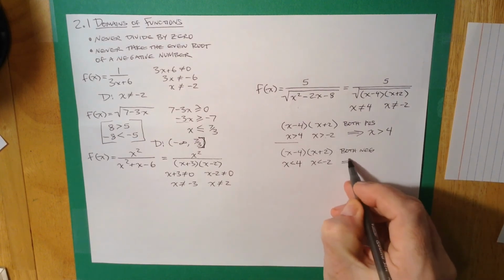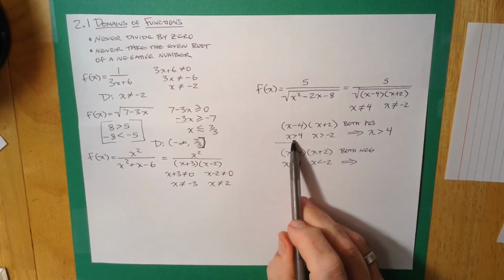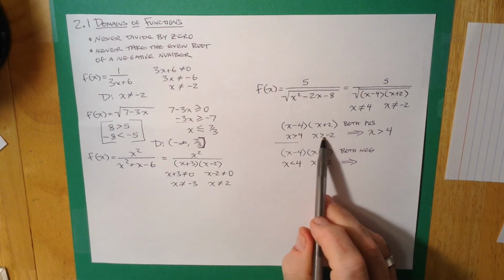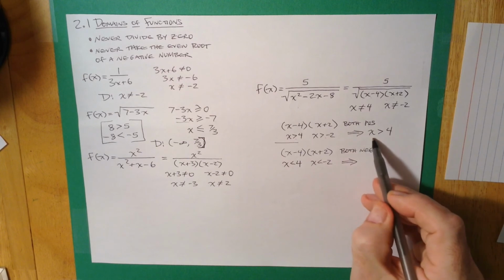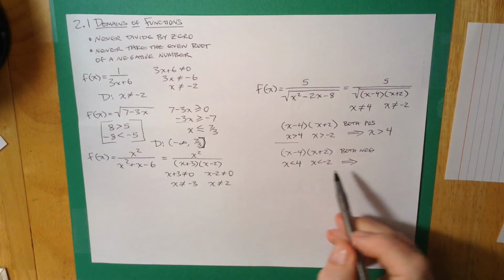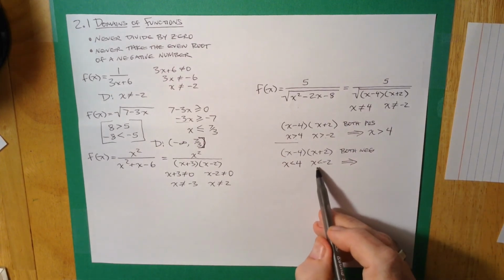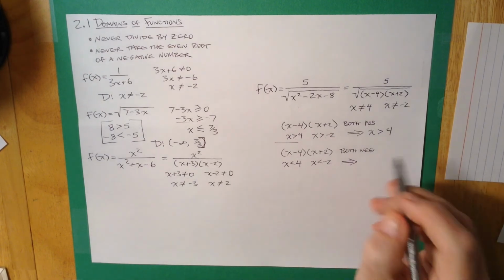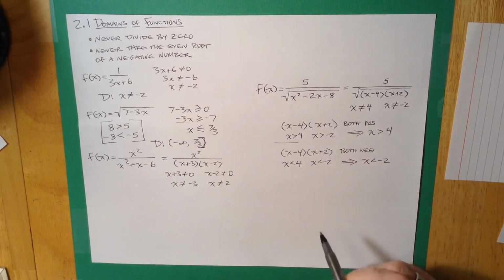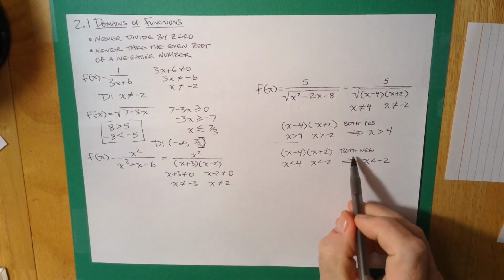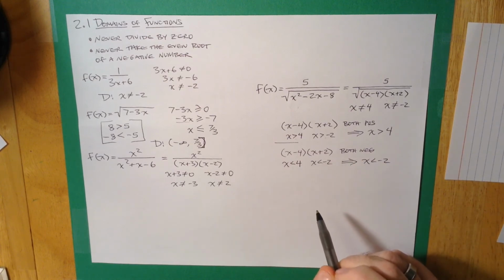So again, like I said before, in this case, x greater than 4 trumps x greater than -2, and so the requirement for both of them to be positive is x greater than 4. Down here, x less than -2 is the requirement for both of these to be negative.